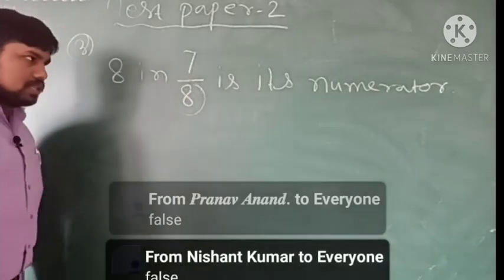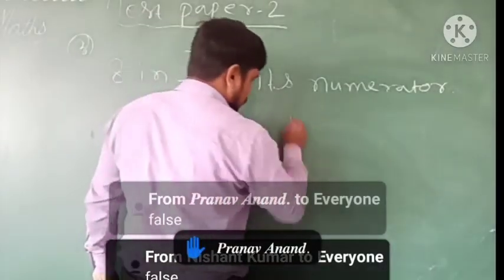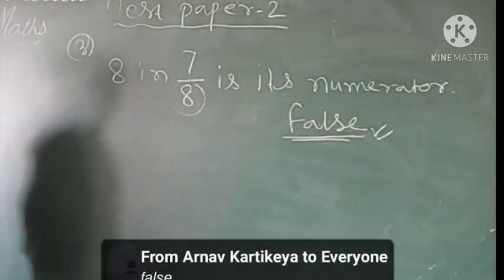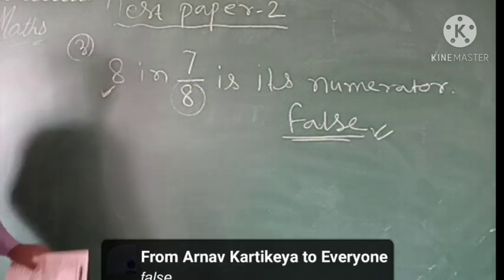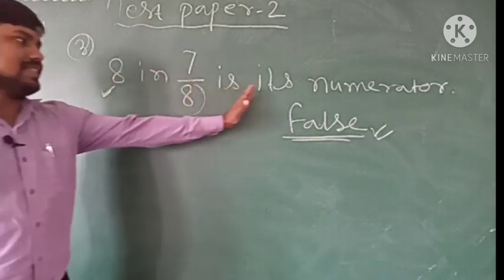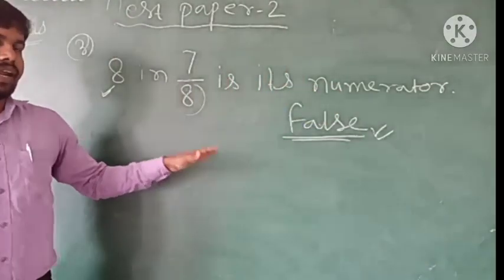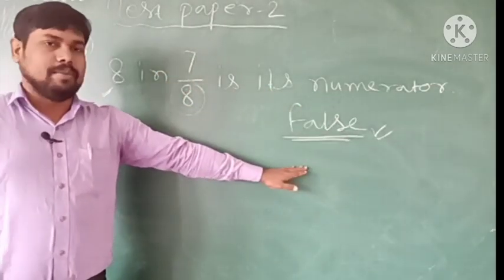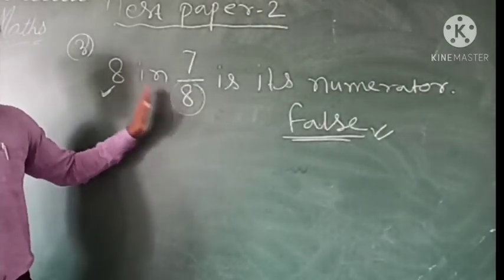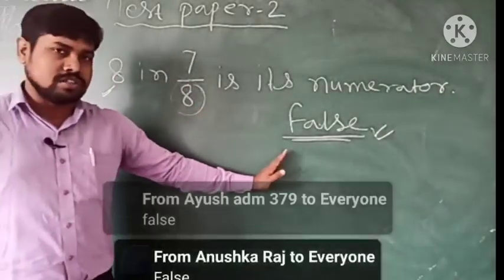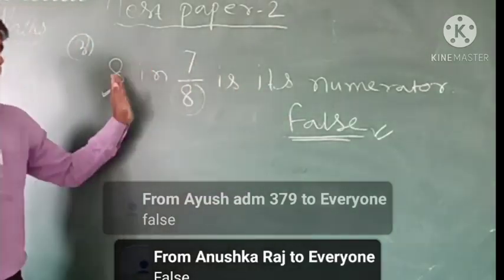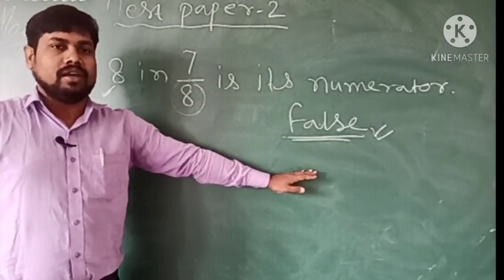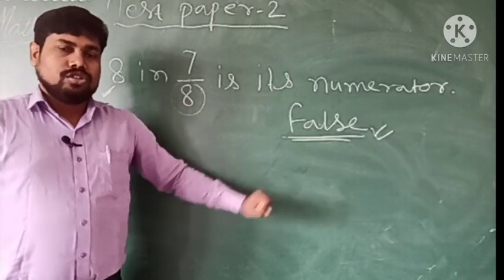Whoever is saying false is the correct answer. Why? Because 7 we have in numerator, but here it is asking 8. This statement is saying 8 is its numerator. So 8 is in denominator, 8 is not in numerator. If it says 7 is in numerator, then that statement will be correct. But because here it is saying 8 is in numerator, the statement is false. So the statement will only be true when it is saying 7 is in numerator, or if it is saying 8 is in denominator, then also the statement will be true. Okay. So this one is done.